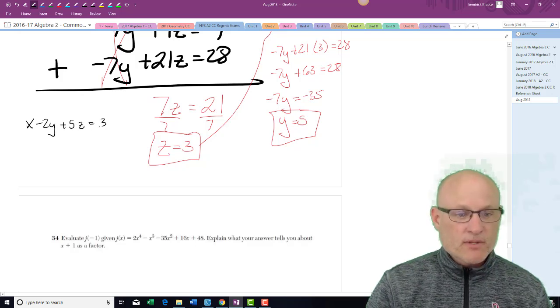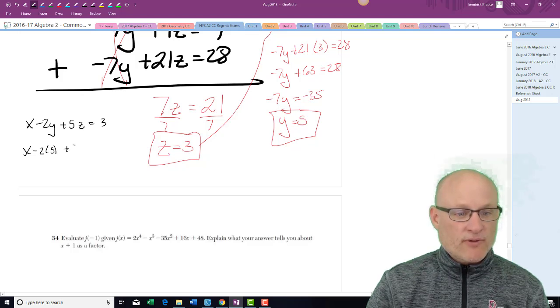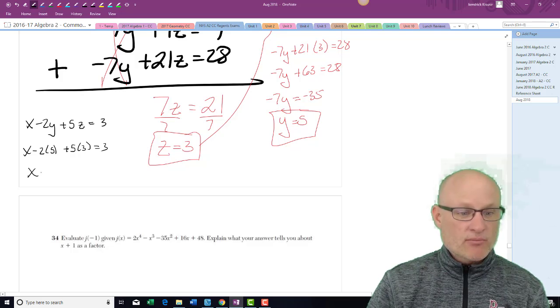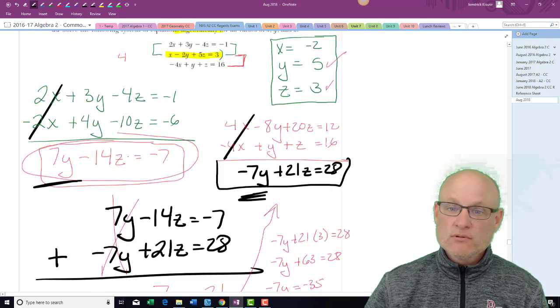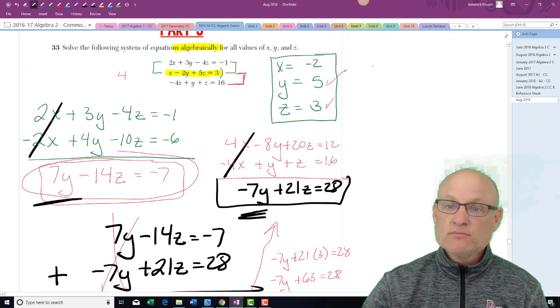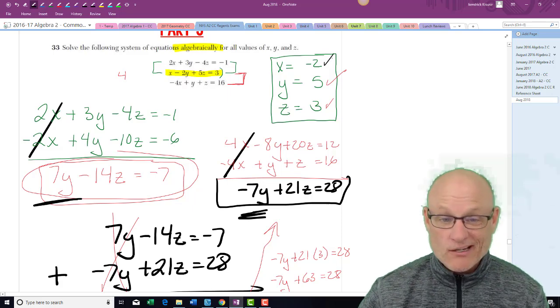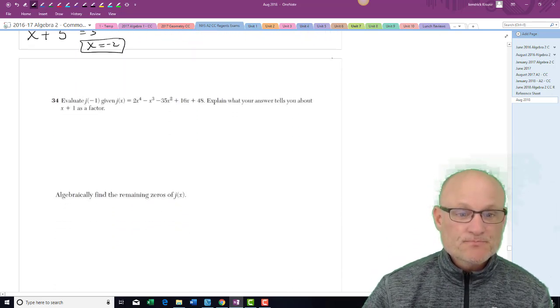equals 3. So x minus 2 times 5 plus 5 times 3 equals 3. So x minus, this is 8. That's negative 10 plus 15 is plus 5 equals 3. Subtract 5, I get x equals negative 2. Done. Check. And there's no reason to check because you already did. You started with the answers.